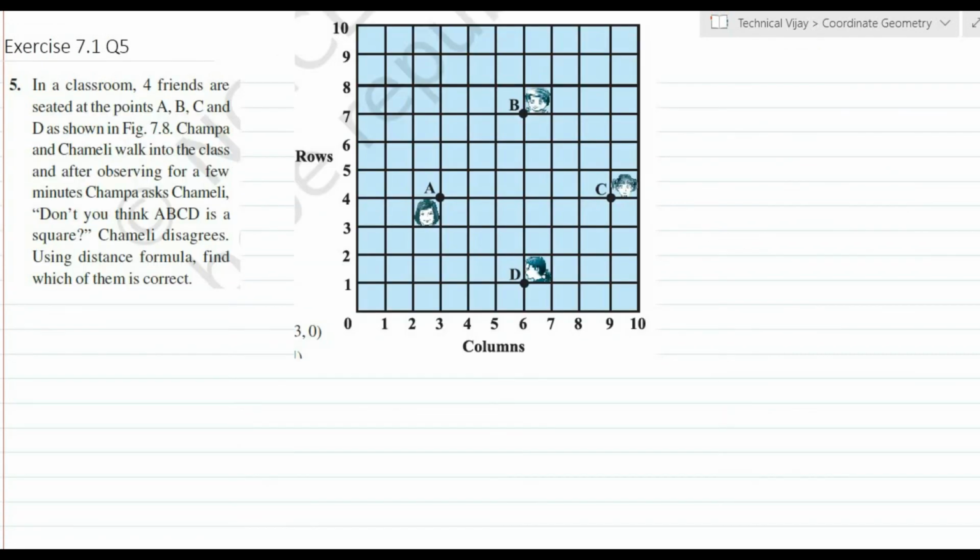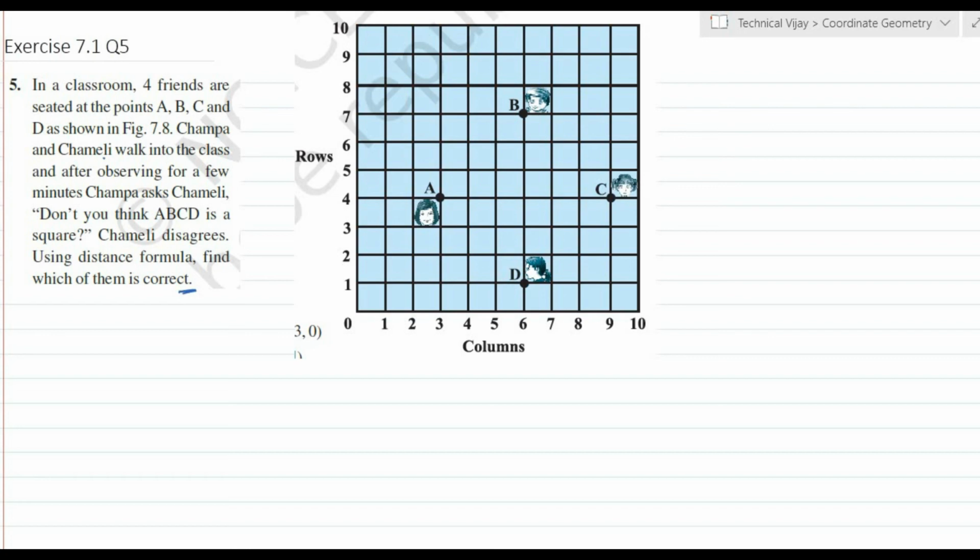So in a classroom, 4 friends are seated at the points A, B, C and D. Here, these friends are seated at these points. Champa and Chameli walk into class, and after observing for a few minutes, Champa asks Chameli, "Don't you think ABCD is a square?" Chameli disagrees. Using the distance formula, find which of them is correct.